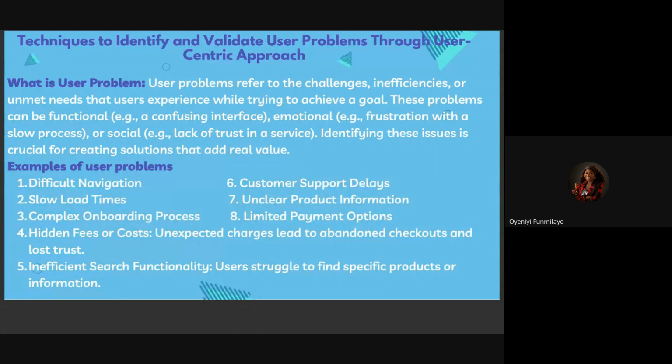And the customer support delay too is another form of user problem, because remember I told you the problems could be functional, emotional, or social. So unclear product information too is a user problem, and then limited payment option.